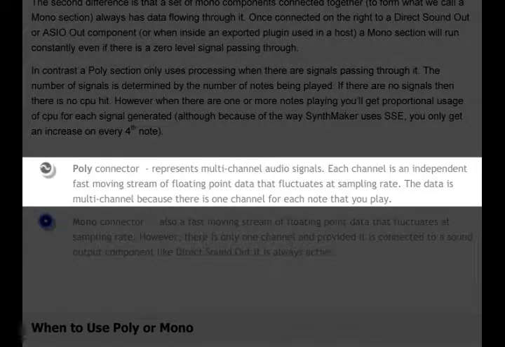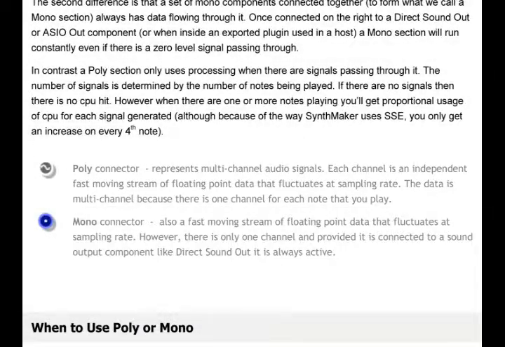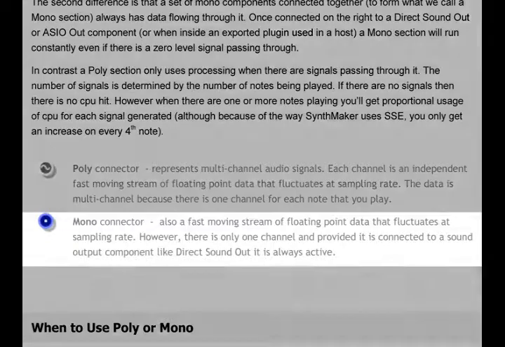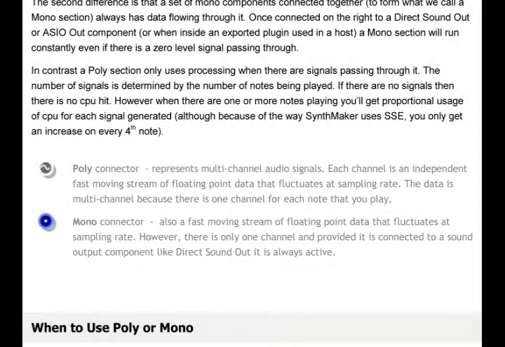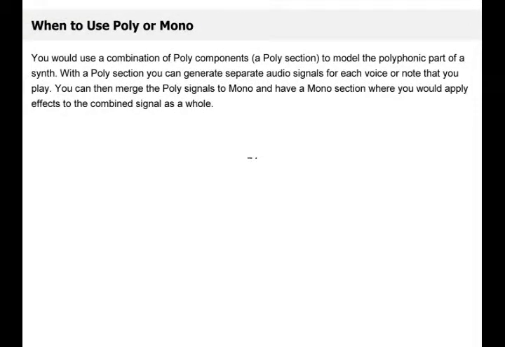Poly connector represents multi-channel audio signals. Each channel is an independent, fast-moving stream of floating point data that fluctuates at sampling rate. The data is multi-channel because there is one channel for each node that you play. Mono connector, also a fast-moving stream of floating point data that fluctuates at sampling rate. However, there is only one channel, and provided it is connected to a sound output component like direct sound out, it is always active.